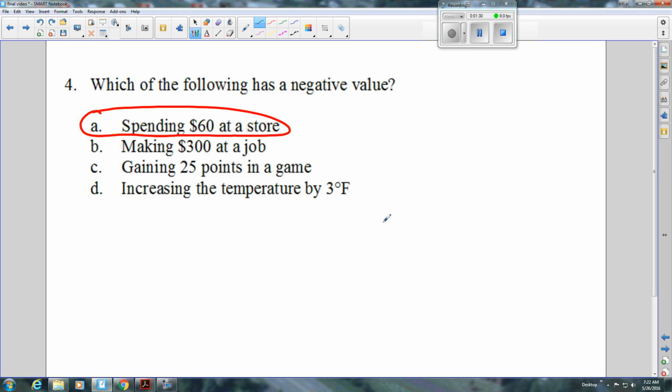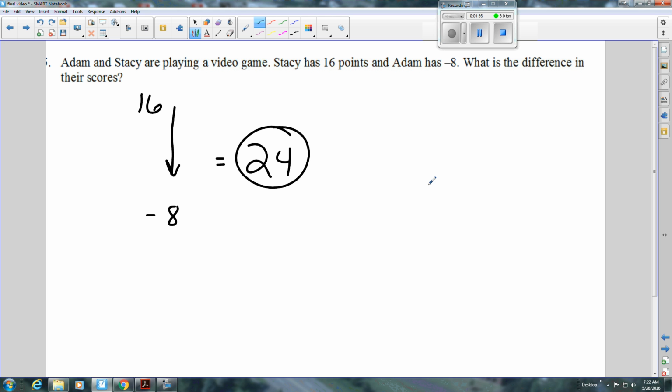Which of the following has a negative value? Spending $60 at a store is a negative value. Adam and Stacy are playing video games. Stacy has 16 points. Adam has -8. What is the difference in their scores? Sometimes I look at these and just say, what is the distance between them? So how far is it from 16 down to -8? It's going to be 24.